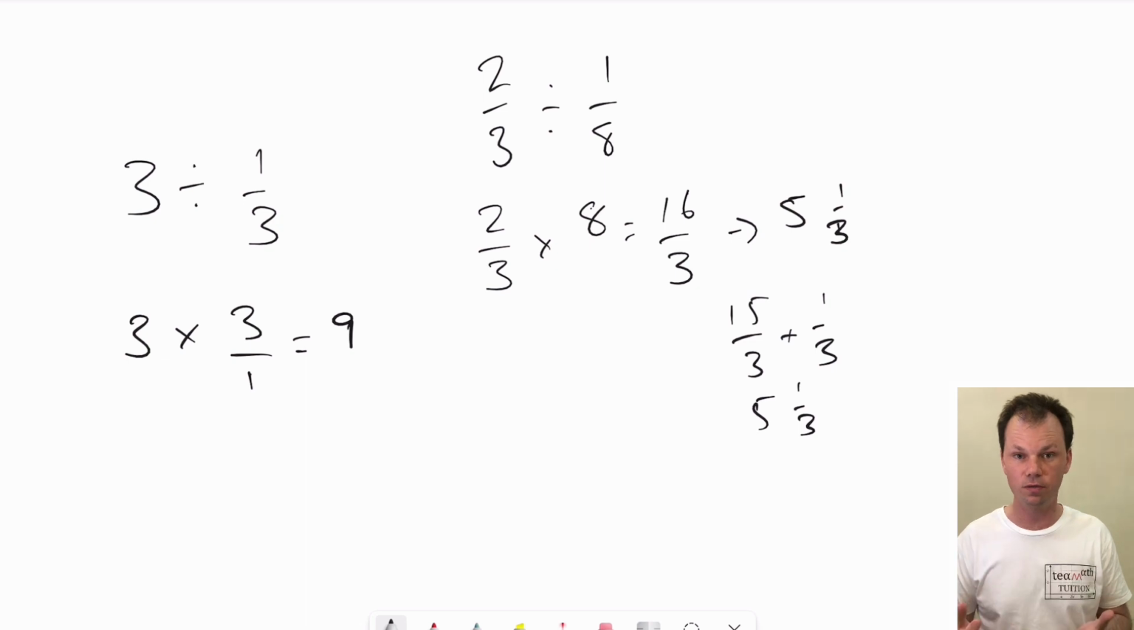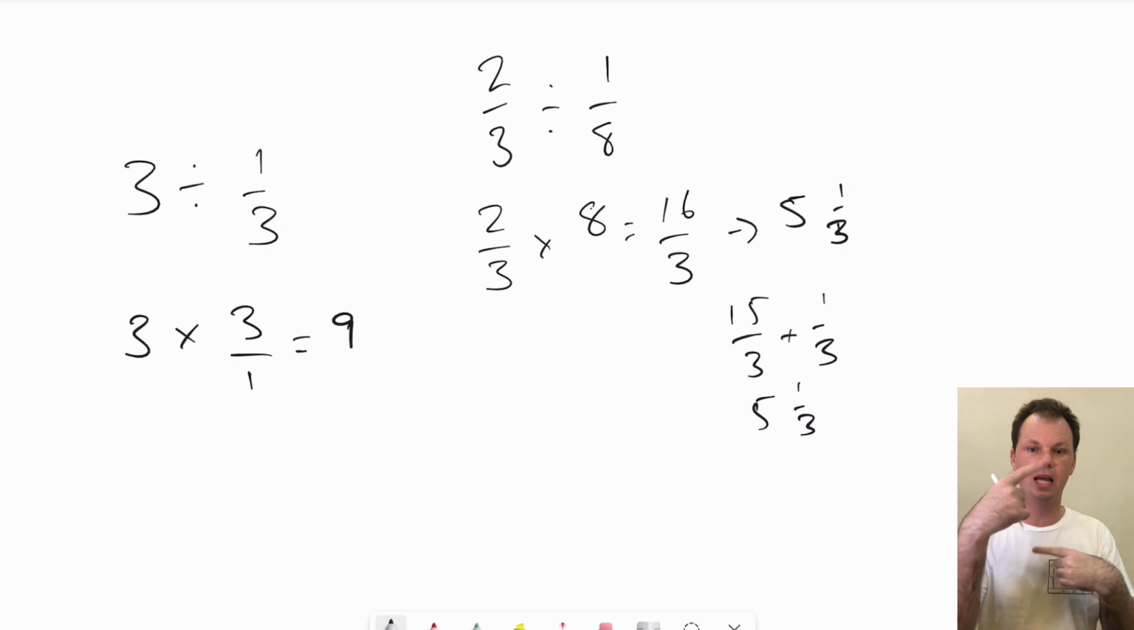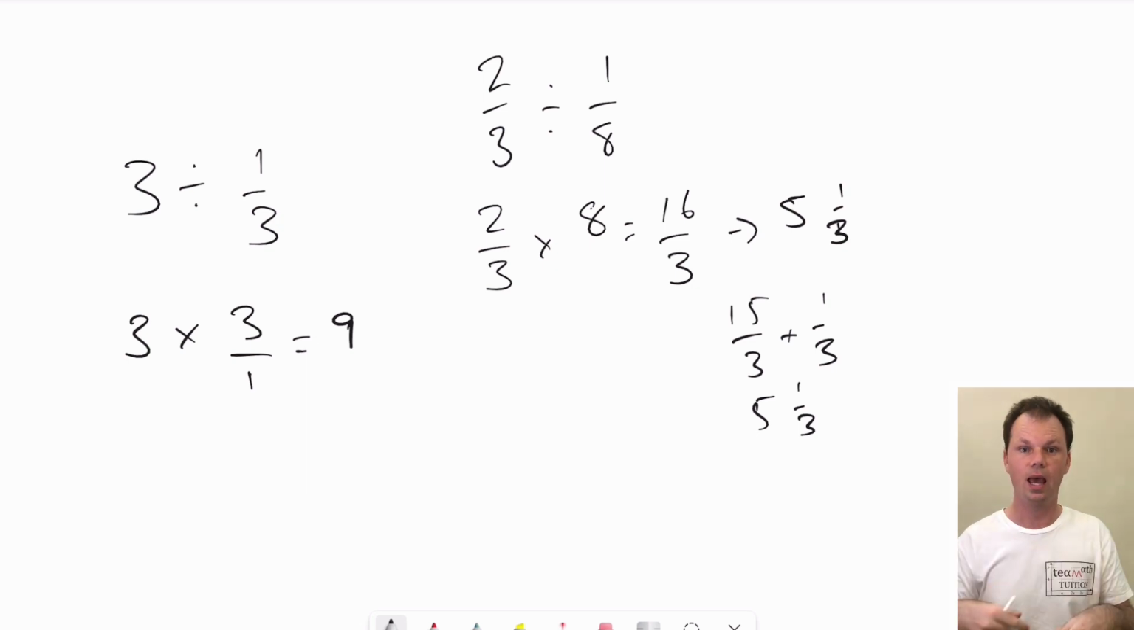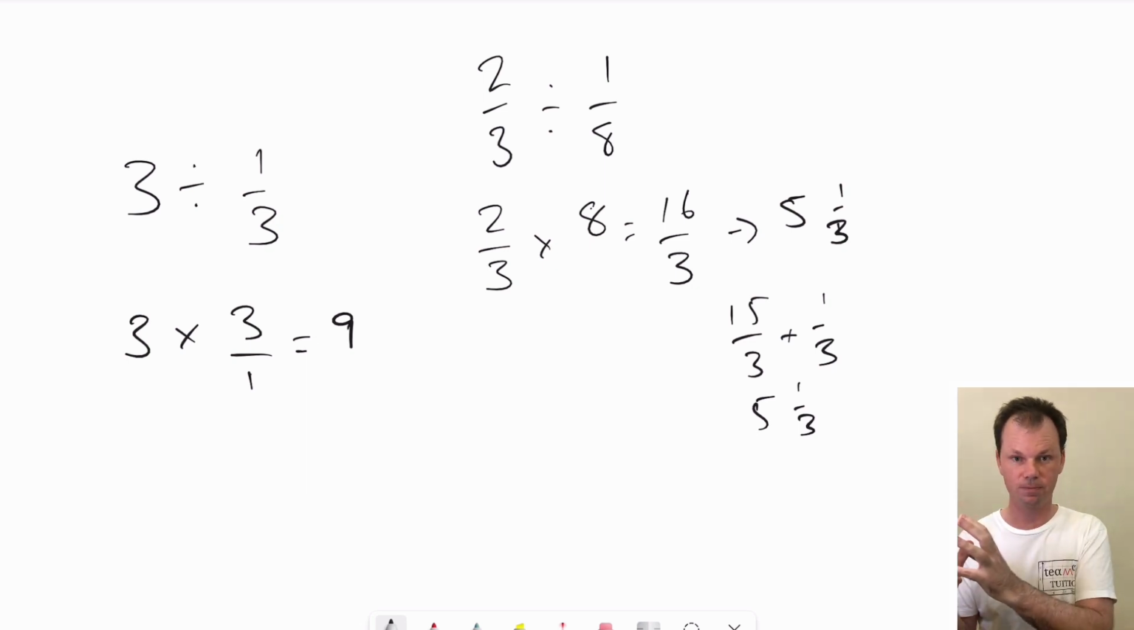So that's how we do a division problem with fractions. We keep the first number the same, we change from divide to times, and we flip the last fraction.